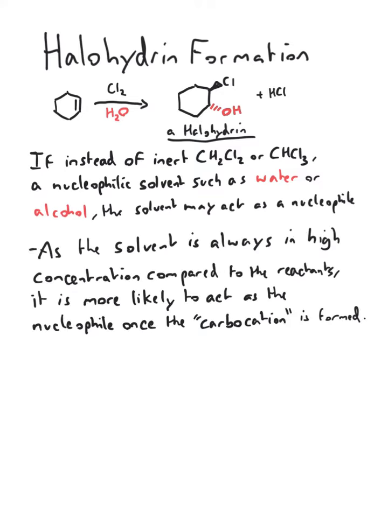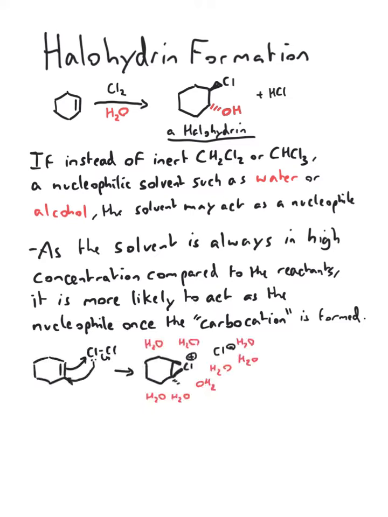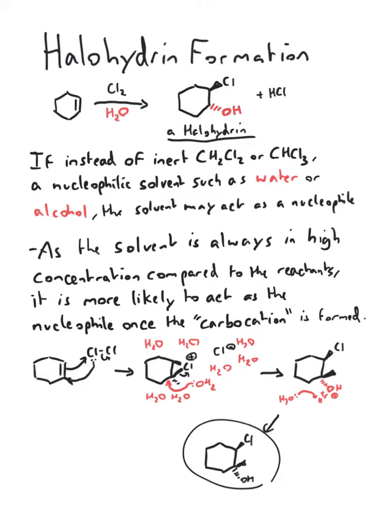As the solvent is always in high concentration, it is more likely to act as the nucleophile once the carbocation or the halonium ion is formed to yield you the expected halohydrin product. As the halonium ion is partially positively charged and relatively unstable, and it resembles an epoxide, the solvent will add to the more substituted side, just like an epoxide would have opened under acidic conditions.